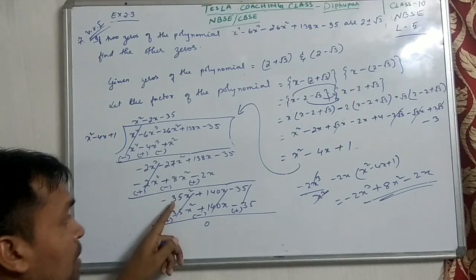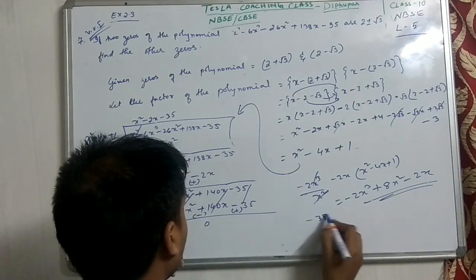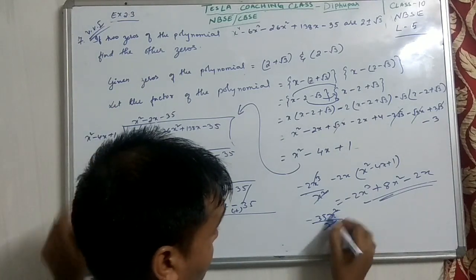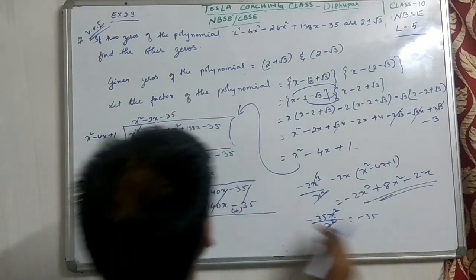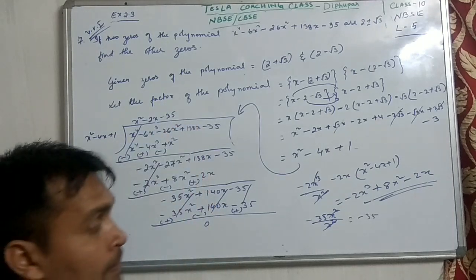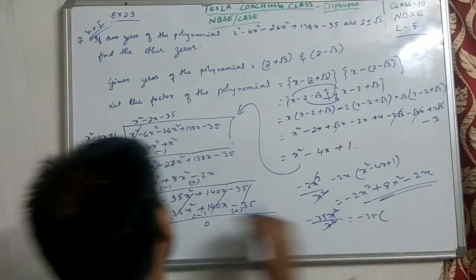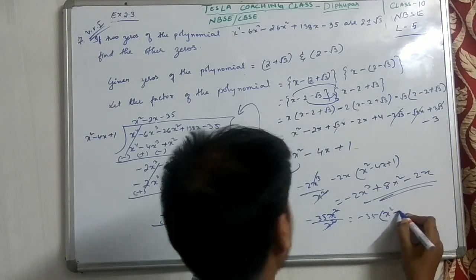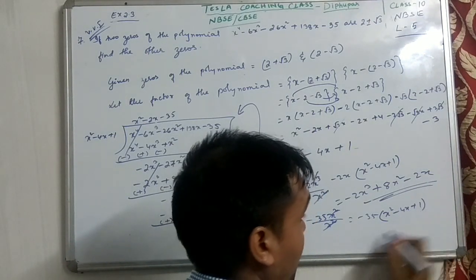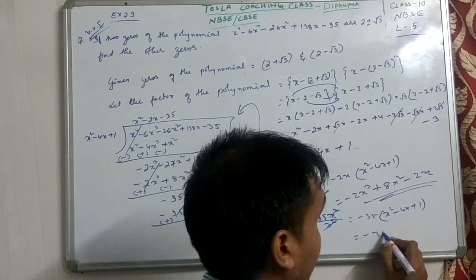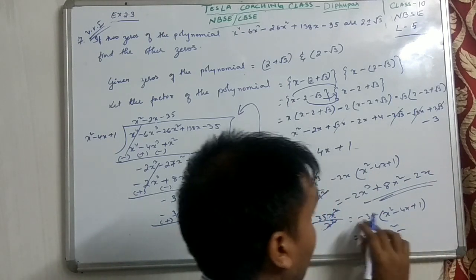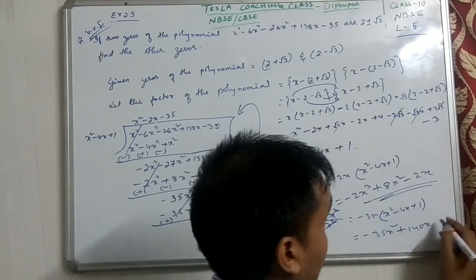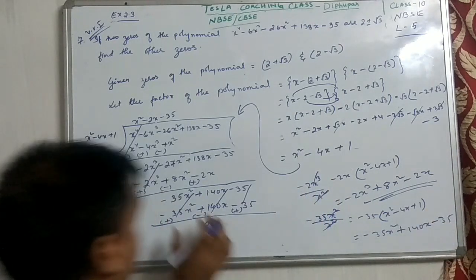So again, same thing: this is minus 35x square divided by what? Here it is x square. So when you divide, you get minus 35. So we have written here minus 35, and now this 35 you will multiply with this, x square minus 4x plus 1. So when you multiply, you get minus 35x square, minus into minus plus 140x, and minus into plus minus 35. So we have written it here.